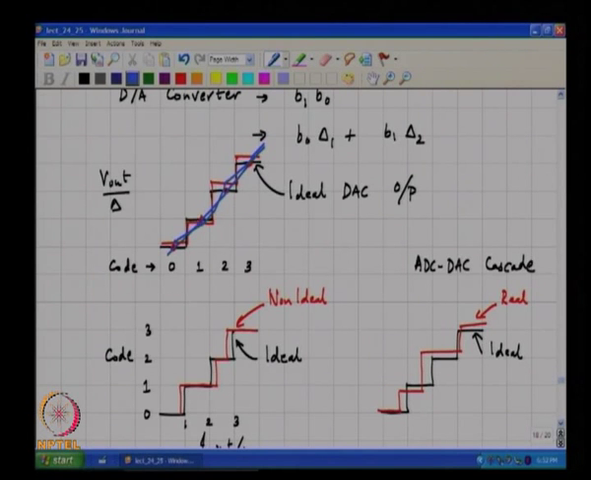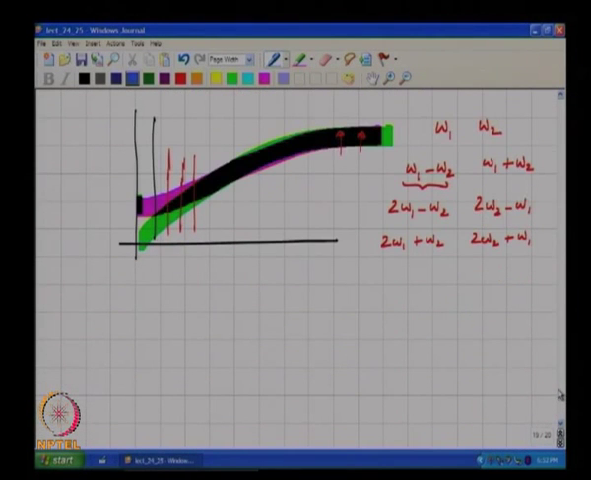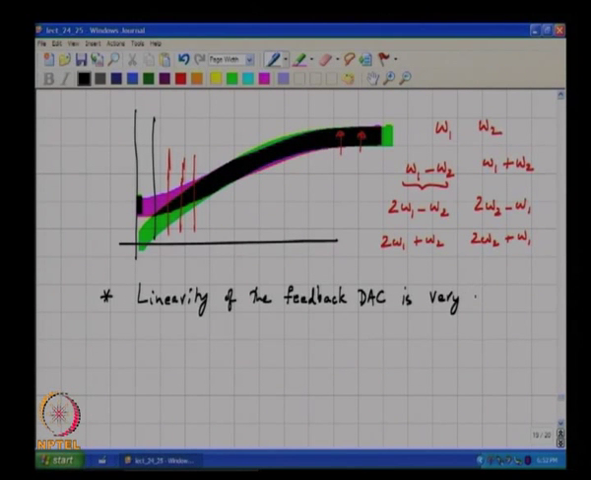Is this clear? So, the bottom line therefore is that linearity of the feedback DAC is very, very important.